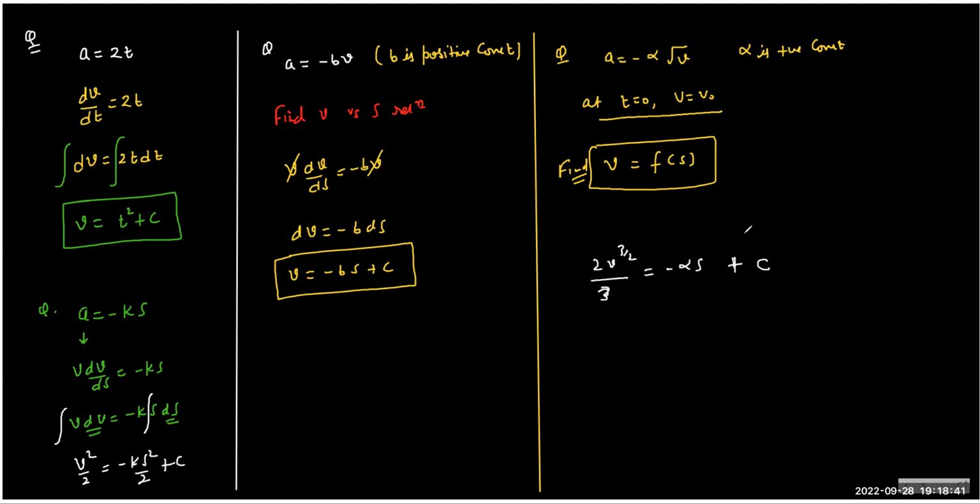So now using the initial condition, can you find the c? At t equals to 0, when you start, what is the s value? How much will you travel? Nothing, isn't it? So when t is 0, s is also 0. So put s equals to 0 and v equals to v naught, and you will get the c. And then you can substitute it. Do you realize this? After putting s equals 0 and v equals v naught, we can get c. And once you substitute the value, what do you get?